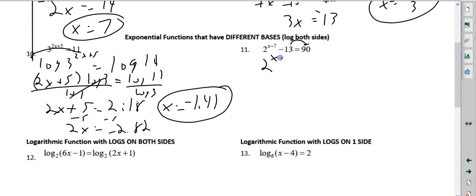Now in 11, I can't do the log yet because I need to move this bad boy over. So 2 to the x minus 7 equals 103. Now I can log both sides. Now if you're comfortable with it, you can do the x minus 7, bring it out in front right away. If you're comfortable with that. If not, you take this step first. Okay? So I would log both sides.